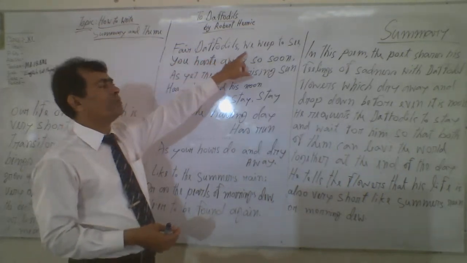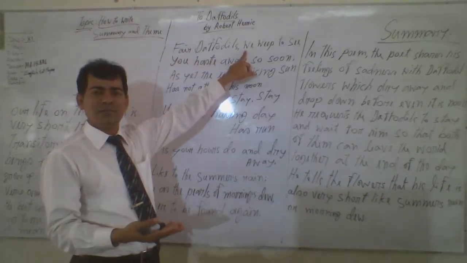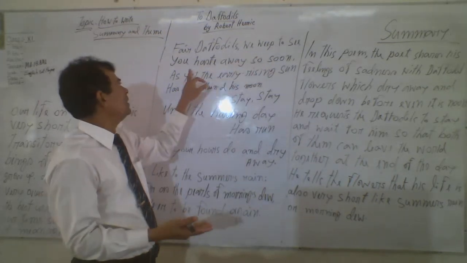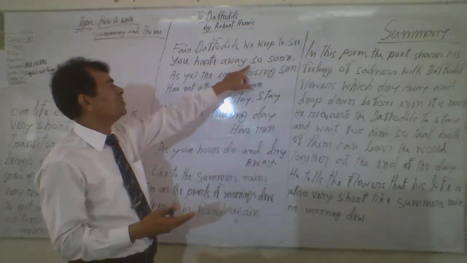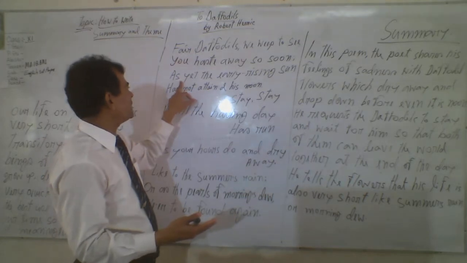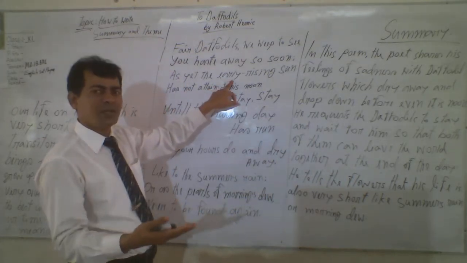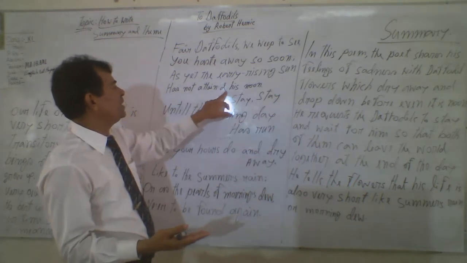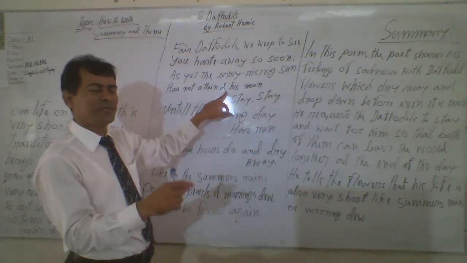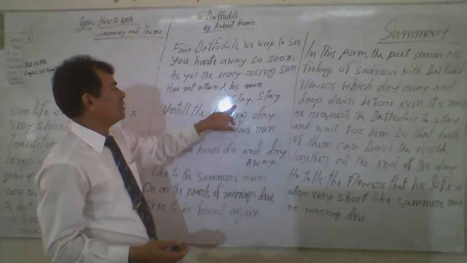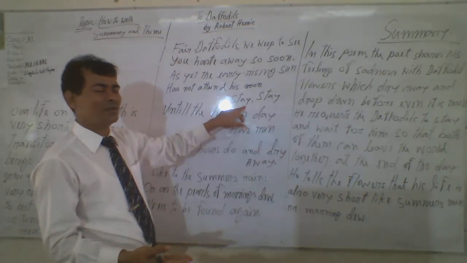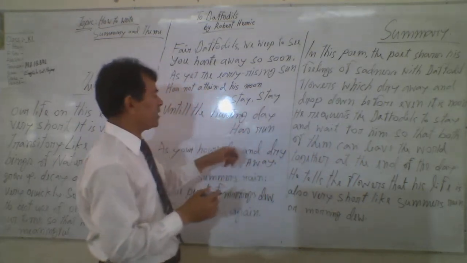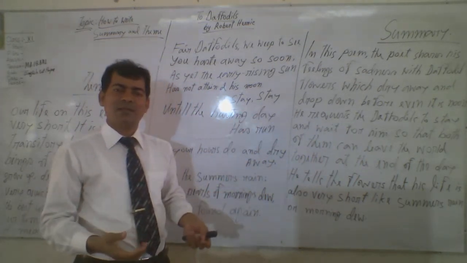Fair daffodils, we weep to see, we cry, we feel very sad to see you haste away, you run away, you go away hurriedly, so soon, so quickly, as yet the early rising sun, the morning sun, has not attained his noon. Even before noon, you finish your life, you go away. Then the poet requests the flower: stay, stay, wait, wait, until the hasting day has done, until the end of the day.